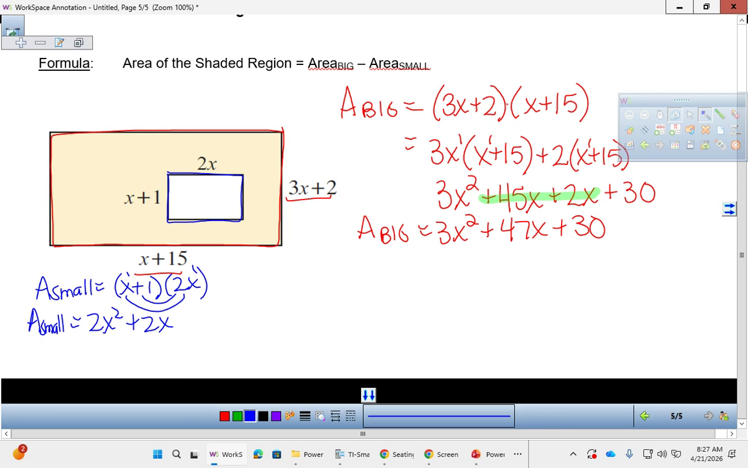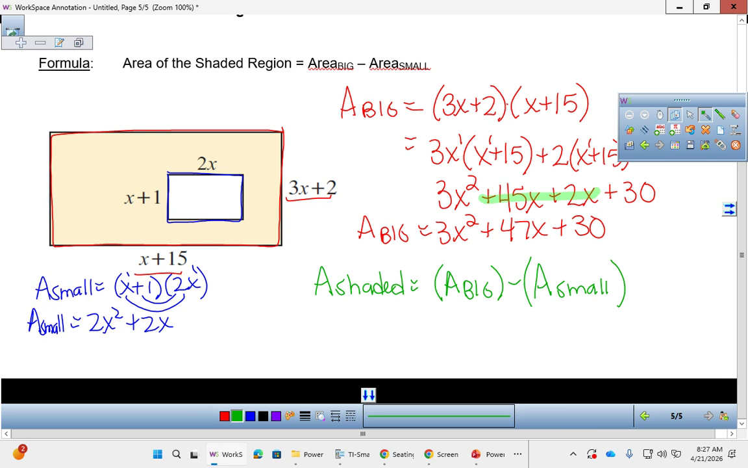Everybody okay with what I did there? First term times first term times second term. Any questions so far? All right, so finally, putting it all together, the area of the shaded region equals, now I'm going to put them in parentheses, and you should too. Area of big minus area of small. And I'm going to put them each in their own set of parentheses.